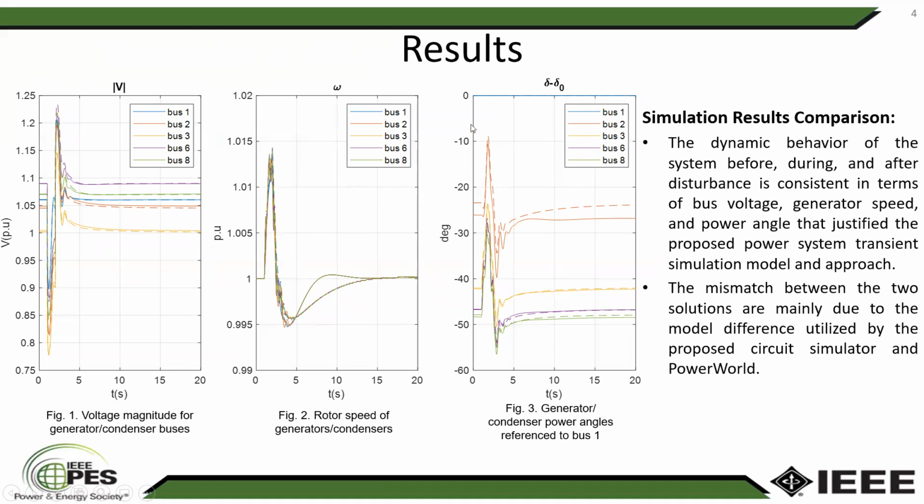The mismatch between the two solutions, as you can see, the dotted line and the solid lines, are mainly due to the model difference utilized by the proposed circuit simulator and PowerWorld. In addition, different integration methods and nonlinear solvers are adopted by the two simulation approaches. Specifically, the power angle is essentially an integration of rotor speed, whose dynamic performance is not the same, although the difference is trivial to observe. As a result, this discrepancy is enlarged in figure 3.